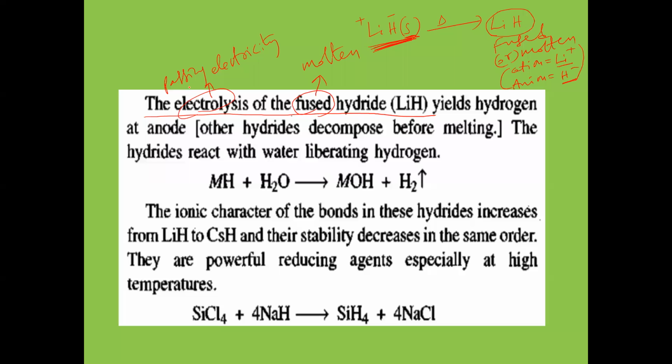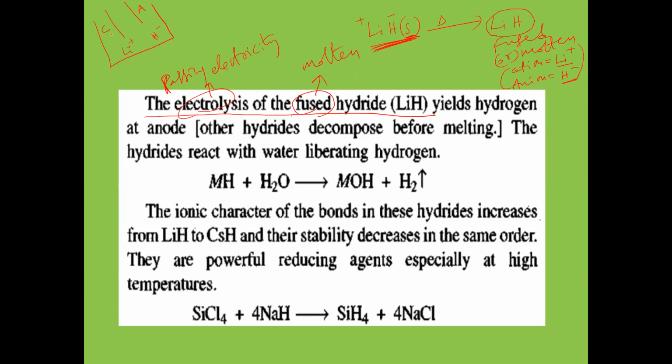Passing electricity through any substance or solution is called electrolysis. Now tell me, to pass electricity, what do we need? We need one vessel, an electrolytic vessel, with a cathode and an anode. Generally cations have positive charge, like Li plus, and anions have negative charge.